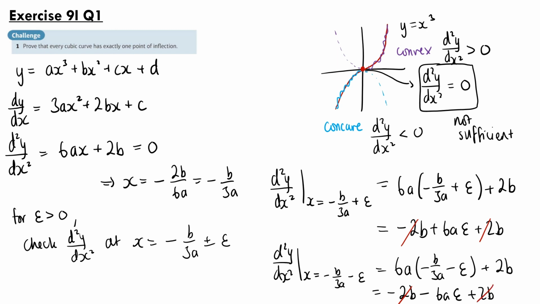And so you can see that we've got the second derivative at minus b over 3a plus epsilon being plus 6a epsilon, and the second derivative at minus b over 3a minus epsilon being minus 6a epsilon. So the second derivative definitely swaps sign. So we are definitely 100% sure that every cubic curve has exactly one point of inflection at x equals minus b over 3a.